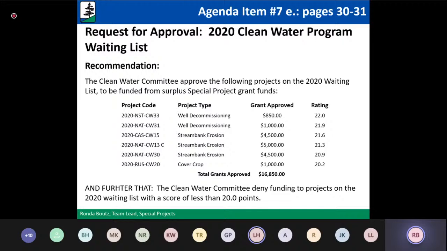Okay, so the recommendation is on screen, that the Clean Water Committee approve the following projects on the 2020 waiting list to be funded from surplus special projects grant funds, and further that the Clean Water Committee deny funding to projects on the 2020 waiting list with a score of less than 20 points. I'm looking for someone to so move. I'd so move. Lawrence. Gibb will second it. Gibb. Any further discussion? Hearing none. Any opposition to the motion? Hearing none, I'll deem that carried.